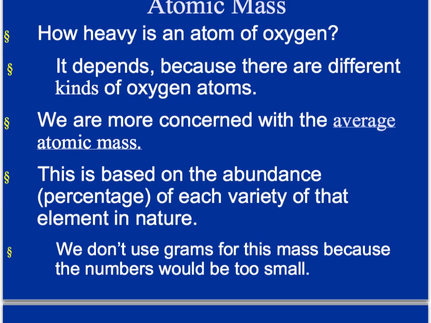So when we talk about the average atomic mass, we are more concerned with the average. You'll sometimes hear me use the words atomic mass and average atomic mass interchangeably. And this average atomic mass is what we actually see on the periodic table. This is the thing that's in decimal form. Remember I told you that's how you could figure out which one was which. And this average atomic mass is based on the abundance, or percentage, of the variety of each element as it appears in nature. We don't use grams for this mass because the numbers would be too small. So remember we use AMUs when we're discussing this.